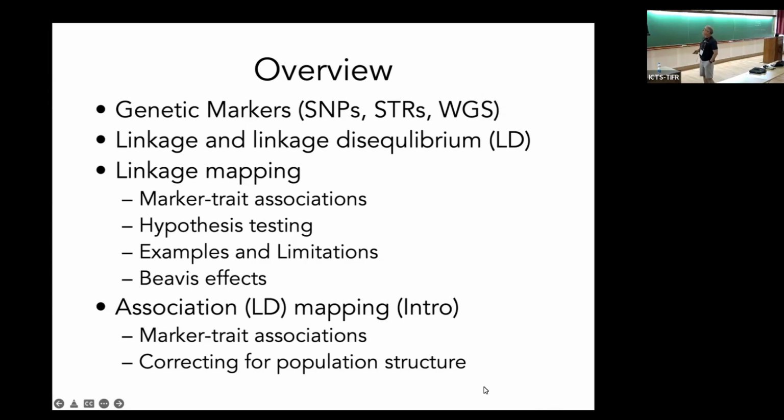And we'll talk about the consequences. Then I'll talk about linkage mapping. We'll talk about marker trait association, also called QTL mapping. We'll talk about hypothesis testing. We'll give some examples of some limitations.